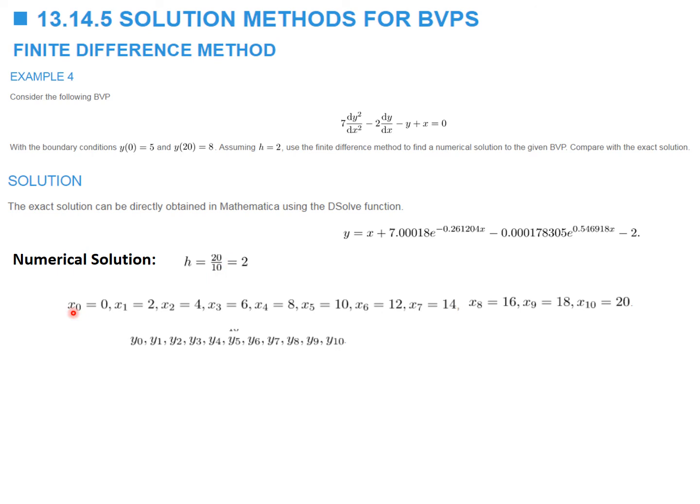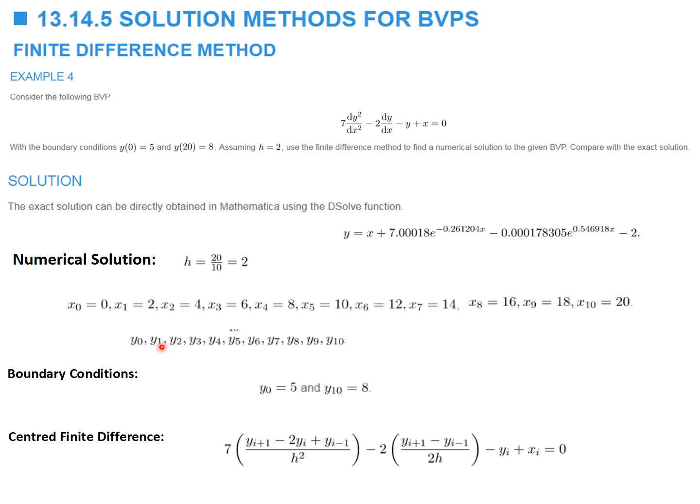I have 11 points, starting from x0 all the way to x10. And the value of x at every point is given: 0, 2, 4, 6, 8, 10, and so on up to 20. The unknowns are the values of the y's corresponding to every x. But we know the boundary conditions. At the beginning y0 is 5, and at the end, the 10th y, which is the y when x is equal to 20, is given as 8. So these are the 2 boundary conditions.